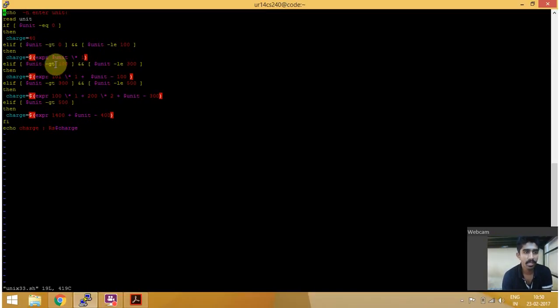Similarly, if the unit is greater than 100 and less than 300, I will use this expression. If the unit is greater than 300 and less than 500, I will use this expression. And lastly, if the unit is greater than 500, the formula I am using will be expr 1400 plus $unit minus 400. These are the expression formulas which I am using in the calculation. So I will go to my output.